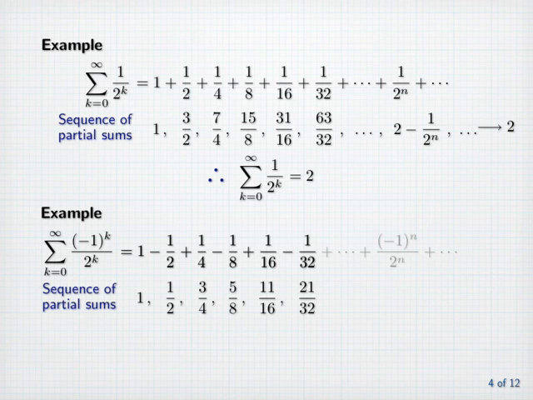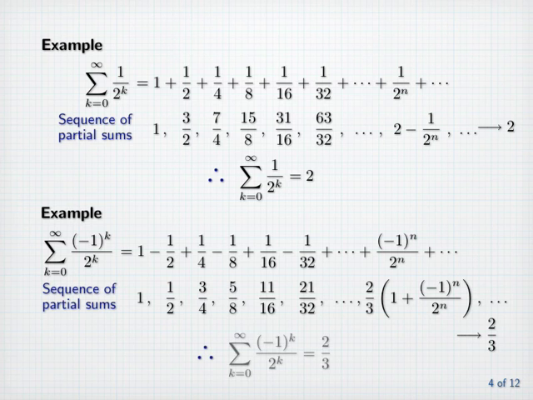And so the nth partial sum is 2 to the n plus 1 plus minus 1 to the n divided by 3 times 2 to the nth power. We can rewrite that as 2/3 times 1 plus minus 1 to the n over 2 to the n, which makes it clear that the limit of the partial sums is 2/3. Therefore, the sum from k equals 0 to infinity of minus 1 to the k over 2 to the k is equal to 2/3.